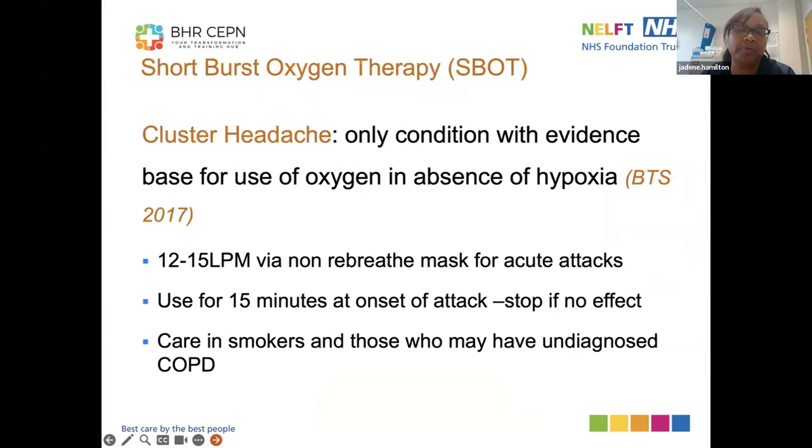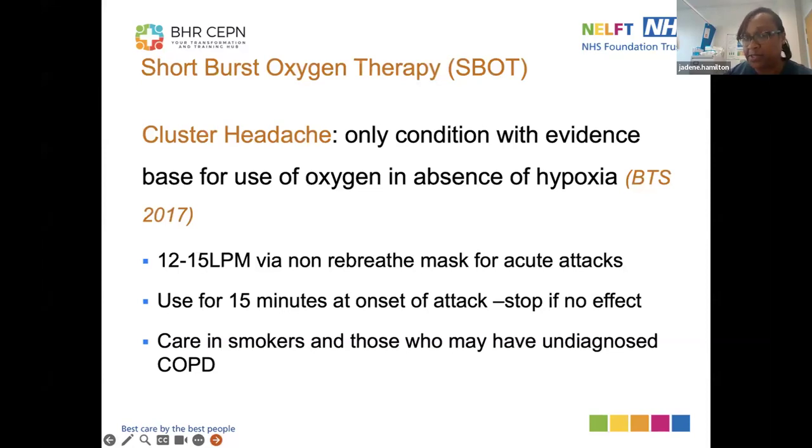Okay, so short burst oxygen therapy is only for those cluster headache patients. We don't give it because of breathlessness anymore. For this group of patients, they will need oxygen therapy, 12 to 15 liters via a non-rebreathe mask, maybe for 15 to 20 minutes. And that should help their headache. We should take it back if it's of no benefit, but most times it does help, so they will have it. And this delivery is by the biggest cylinders, so not a concentrator, because they need high flow to help with the relief.